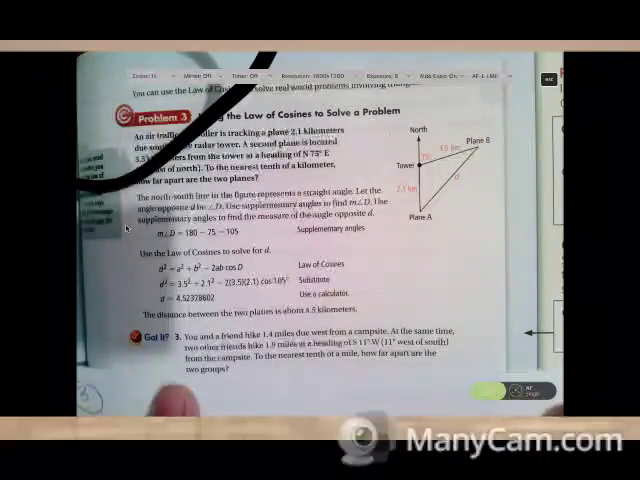Now remember, the calculator is going to give you what d squared is, so make sure you take the square root. After you take the square root, you get d roughly equals 4.5. All right, so it's about 4.5 kilometers. So, try this, got it?